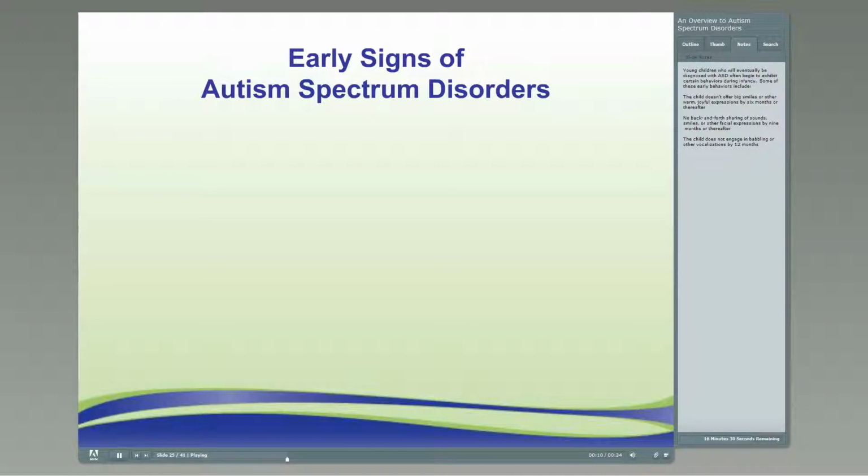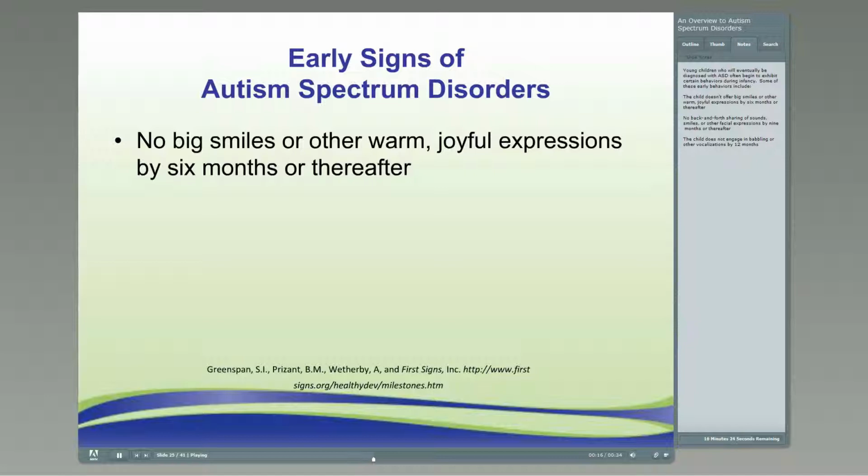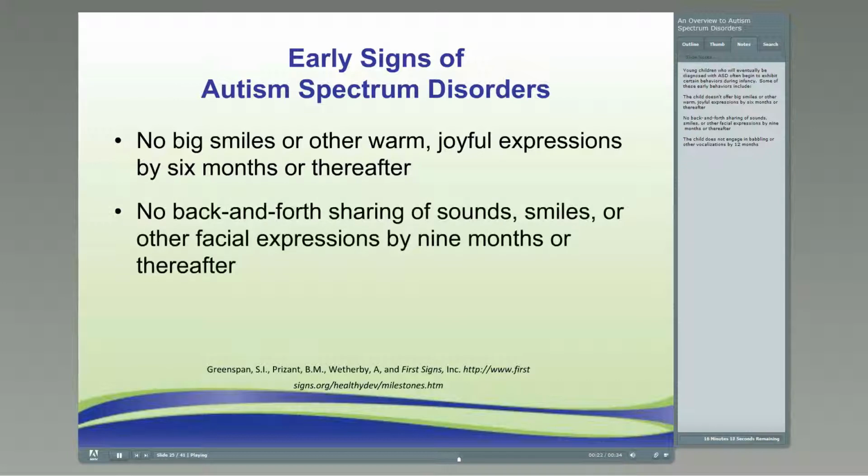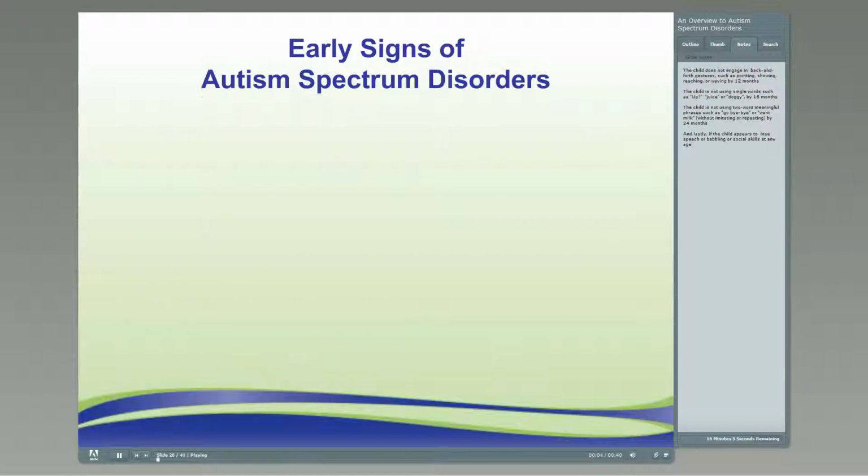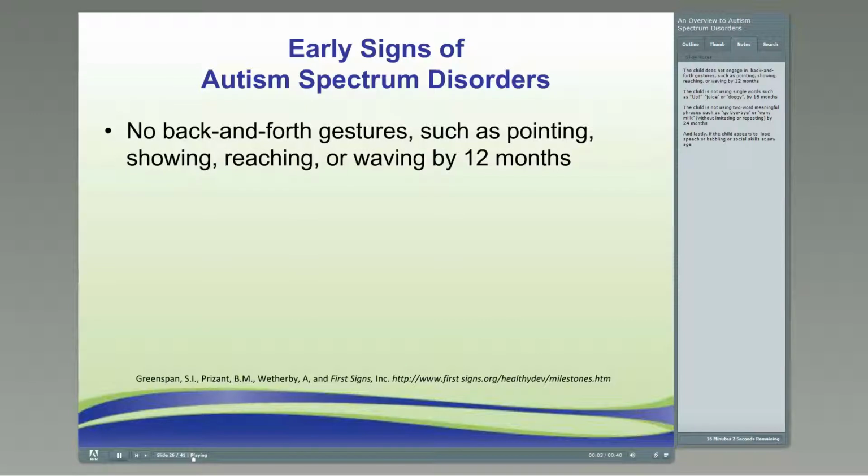Young children who will eventually be diagnosed with autism spectrum disorder often begin to exhibit certain behaviors during infancy. Some of these early behaviors include: the child doesn't offer big smiles or other warm, joyful expressions by 6 months or thereafter. No back and forth sharing of sounds, smiles, or other facial expressions by 9 months or thereafter. The child does not engage in babbling or other vocalizations by 12 months of age.